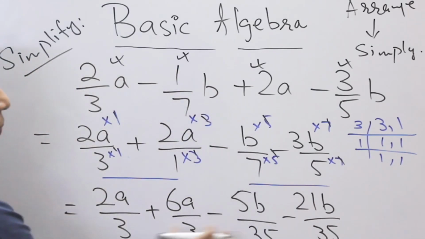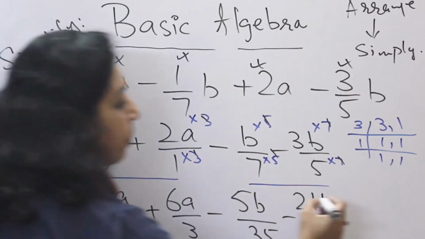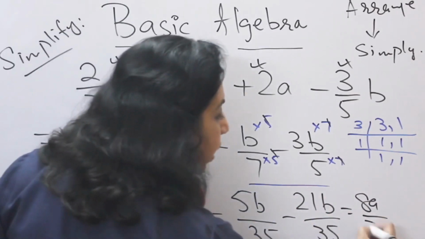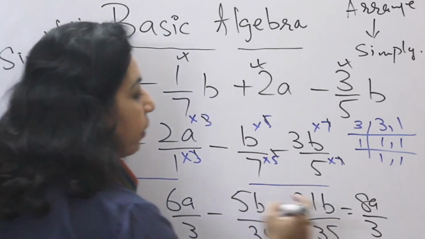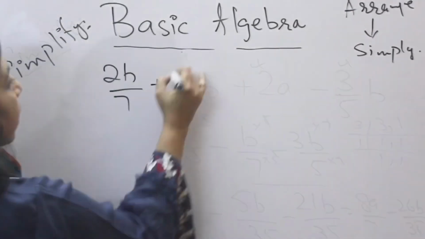Denominator is same, of b's and a's. Now we can add the numerators. Our final answer will be 6a plus 2a, 8a over 3, and both are negative, so we shall add with negative sign. 21 plus 5, 26b over 35.